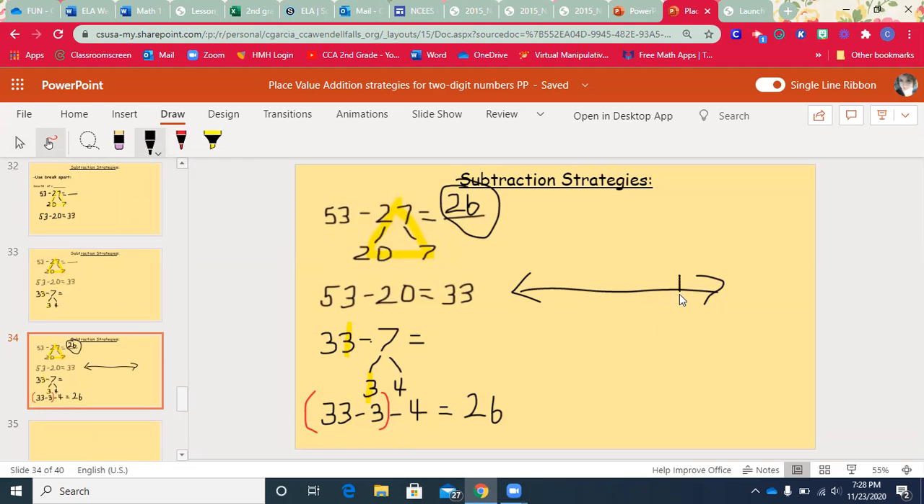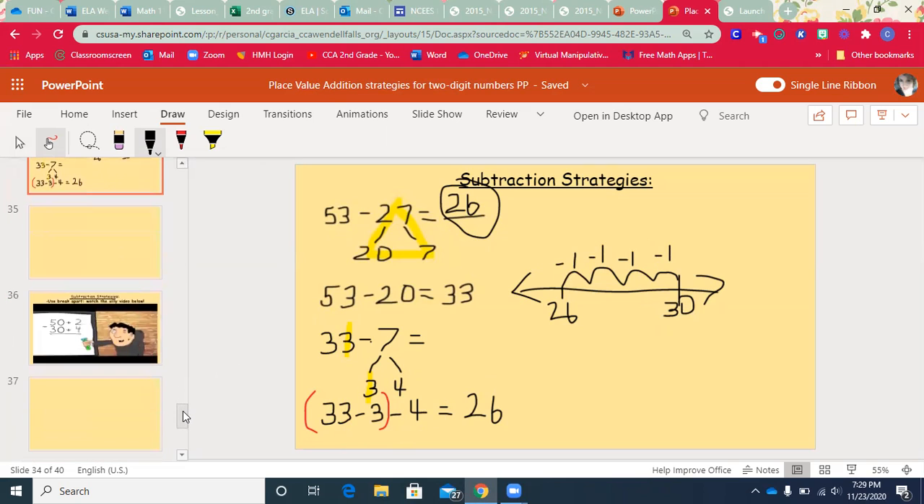So I would do 30 and then go back 4 spots. 1, 2, 3, 4, and that gets me to 26. And I have subtracted 1 each time that I go down the number line. Just a way to check your work. So for this one, the answer is 26.